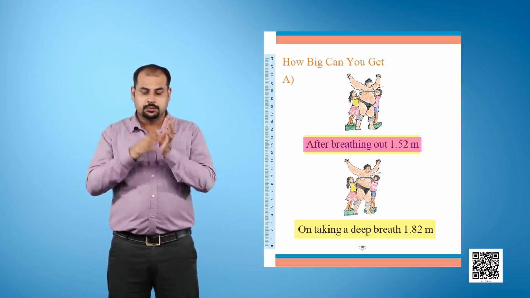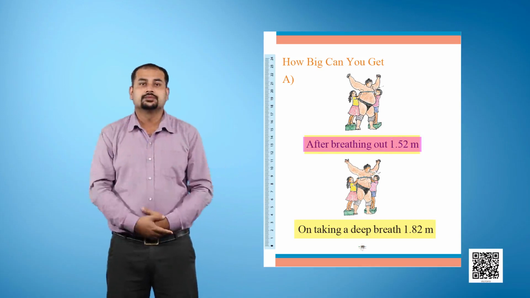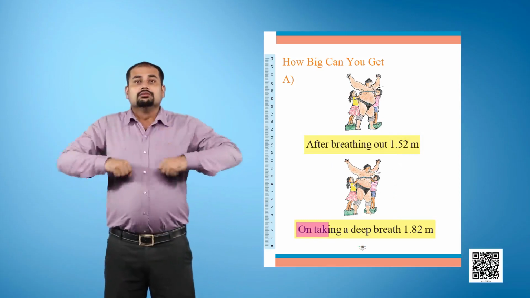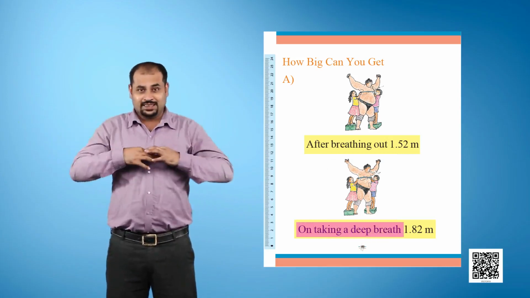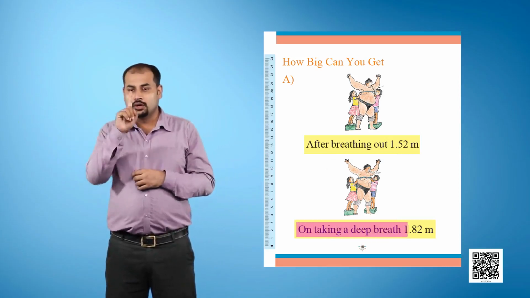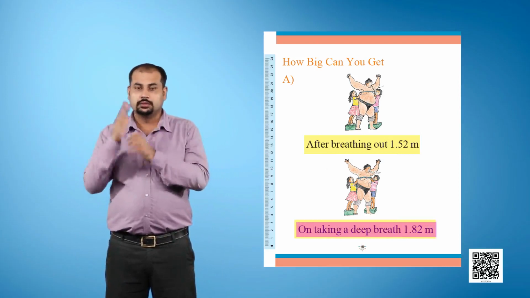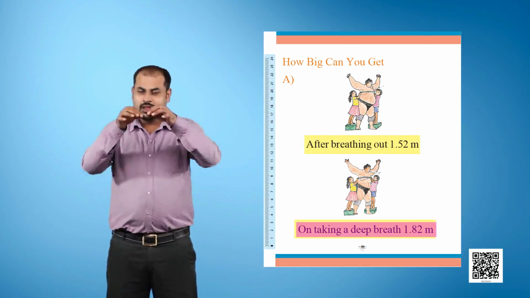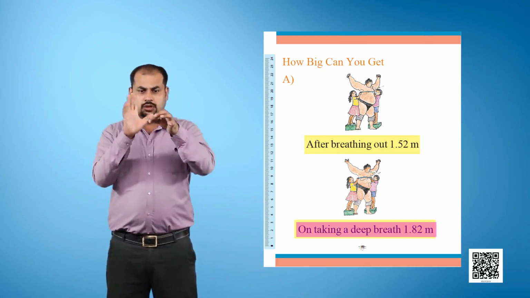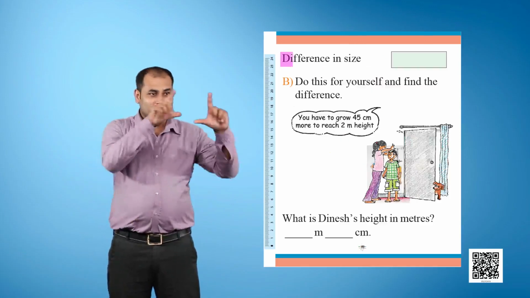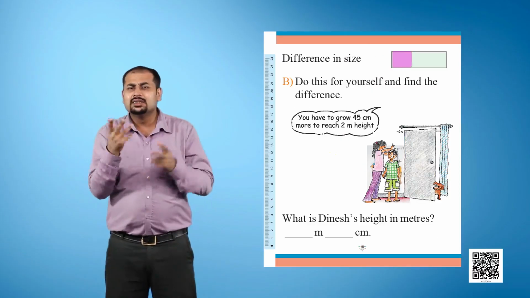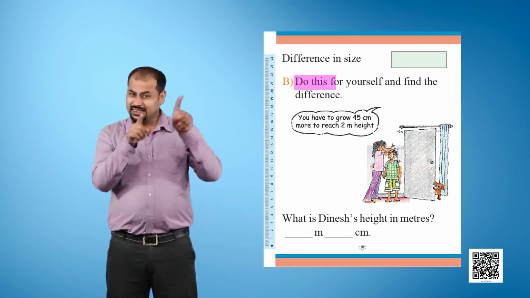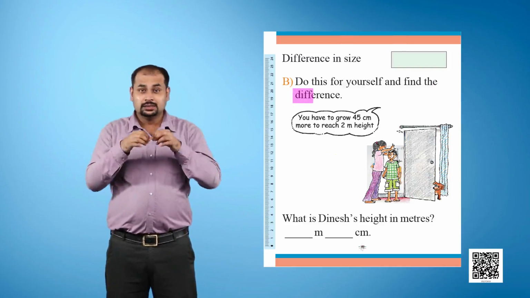(1.52 meters). The second picture shows the size on taking a deep breath. 1.82 meters. The children haven't moved the measuring tape from the sumo wrestler's chest. Difference in size: dash. Do this for yourself and find the difference.